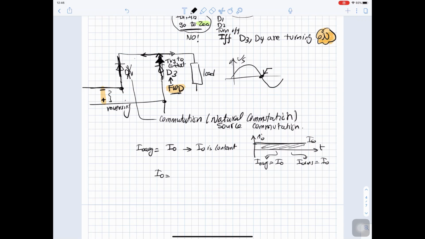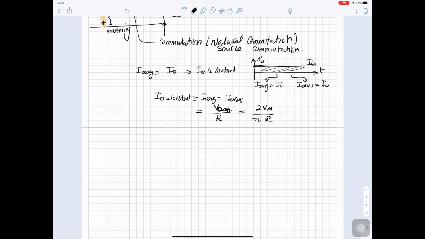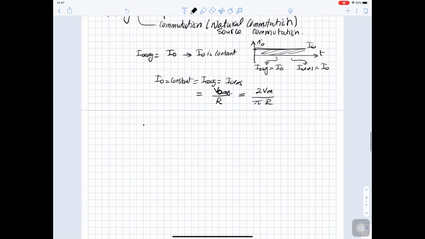So I out is constant, equal I out average, equal I out RMS, equals to V out average divided by R. And V out average is 2 V max over pi. So we can find an expression for I out average or I out RMS because it's the same value. Okay. So we are done with RL load.